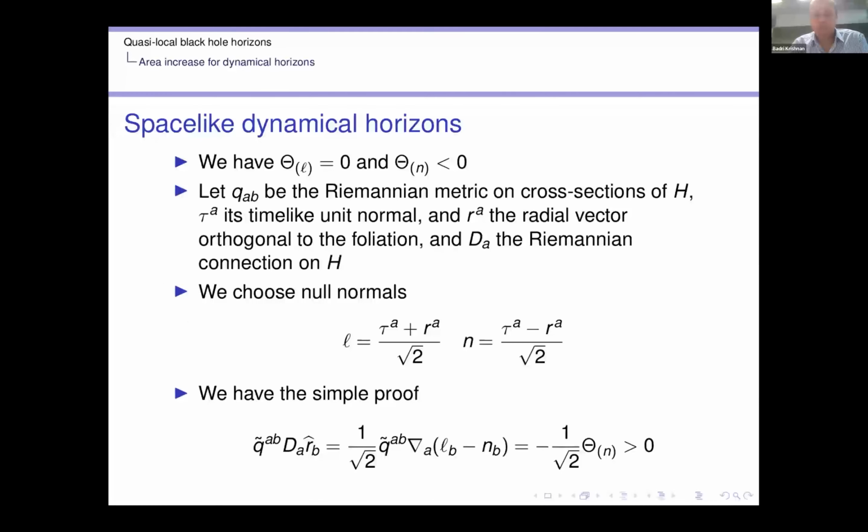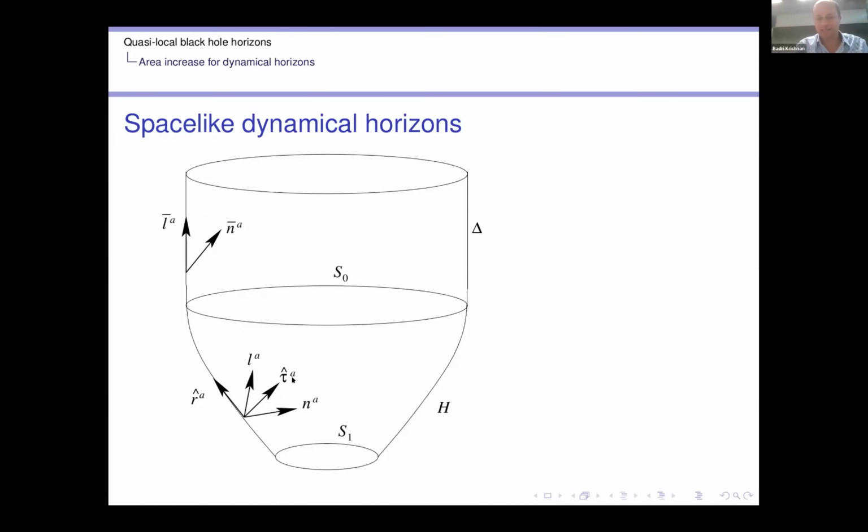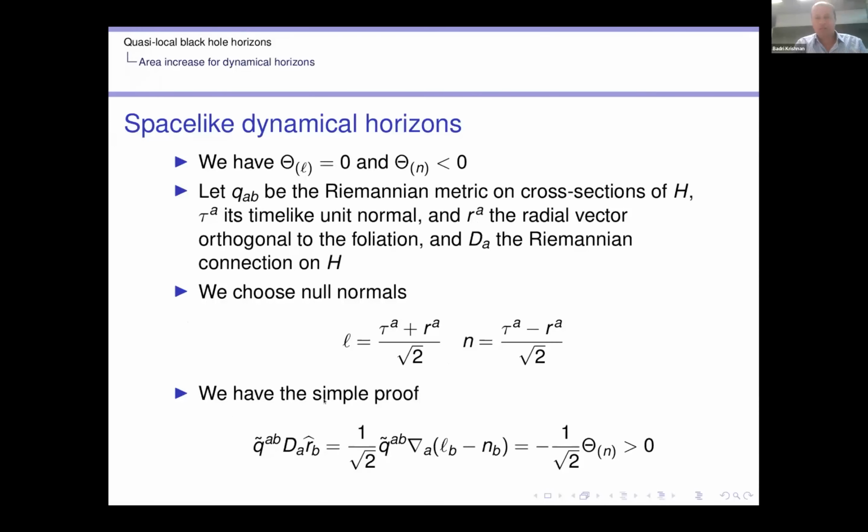So now let Q be the Riemannian metric. So it should be a Q tilde, I'm sorry. So Q tilde is a metric on cross sections of H, and tau and R are the unit normal and the radial vector. And let's say that this D is a Riemannian connection on H. So here now there are no complications with null surfaces. So given the 3 metric on H, I can easily construct its connection by the usual Christoffel symbol. So that's completely fine. And then we make this choice of the null normals, and then the area increase law is really trivial in this case.